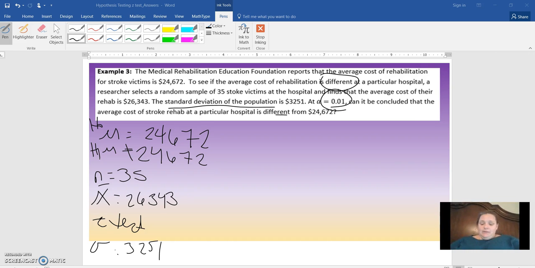All right, and so I'm going to go in my calculator, go to stat, calculate, z-test. All right, and I have just pure statistics. I don't have a list of data. So I'm going to go to stats, and then I'm going to try for mu. I'm going to do 24,672. Standard deviation is 3251. X bar is 26343. N was 35, and it's not equal to. Okay, make sure that your calculator looks like it.